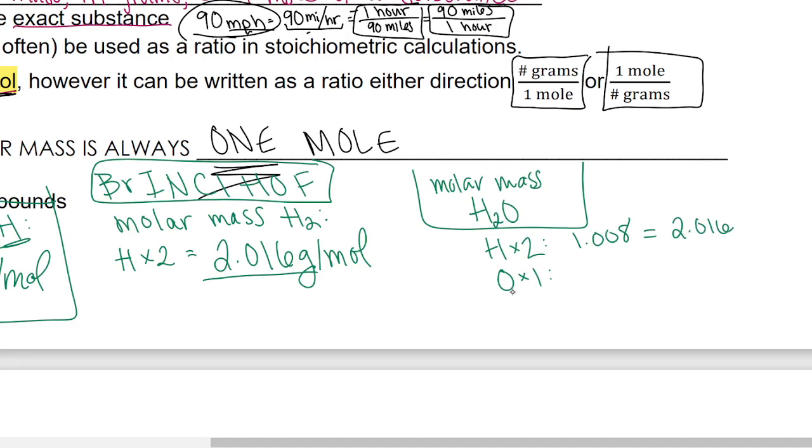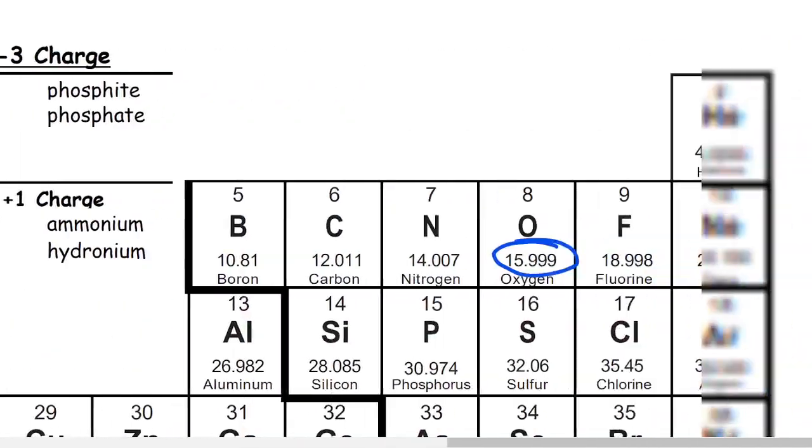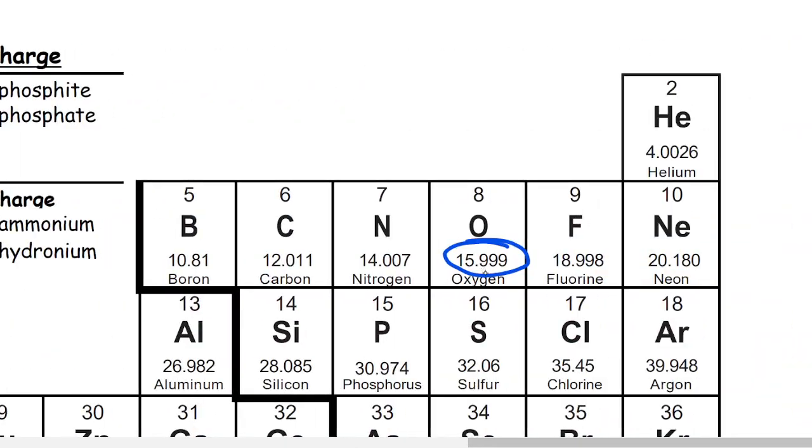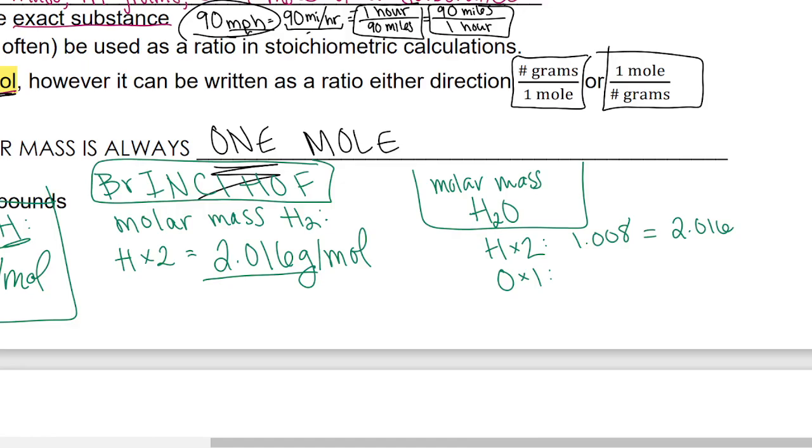And then I have oxygen. I only have 1 of them. So oxygen we already looked at, 15.999. And then to figure out the molar mass of this entire compound, I add them together. So 15.999 plus 2.016. If you can't do that in your head, you need a calculator.